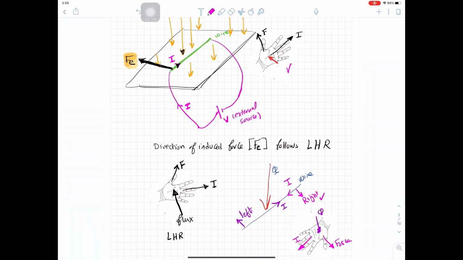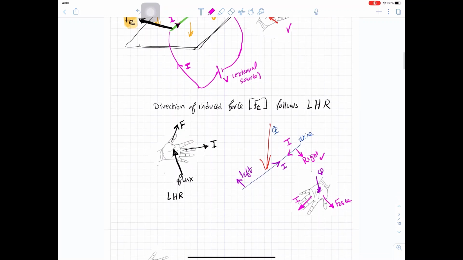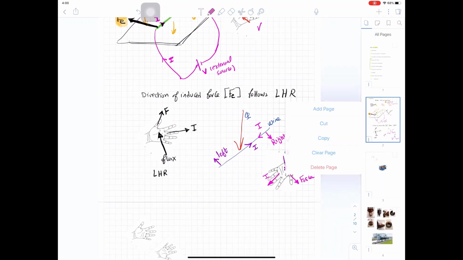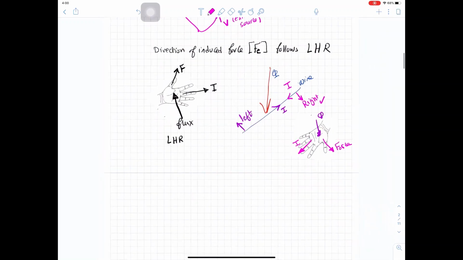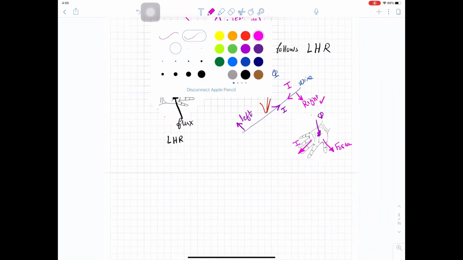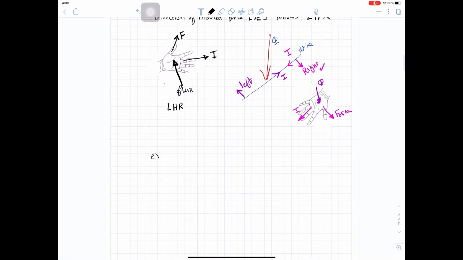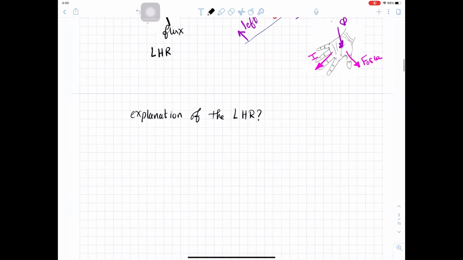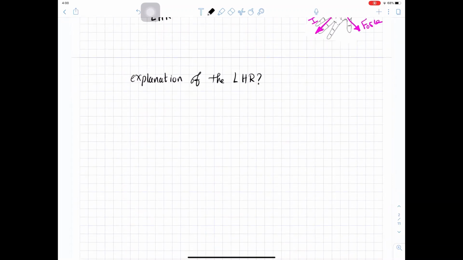So as you can see, if you have a flux and you inject current through the wire, there will be a force, and this force will move your wire. Okay, so let's add another page here. Here I will explain the left hand rule. So how did they come up with the left hand rule? Let's take what is happening for the left hand rule.